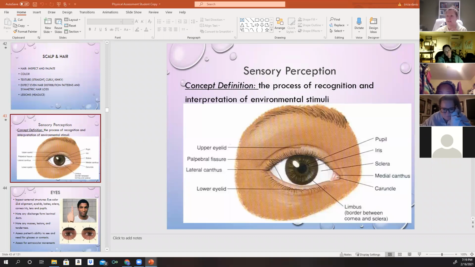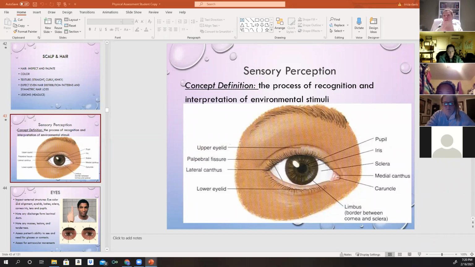So sensory perception is the process of recognition and interpretation of our environmental stimuli. So we're going to look at their eyes. We want to look at their eyelids. Are their eyelids open? Are they symmetric? Is one lid puffy and the other one's fine?